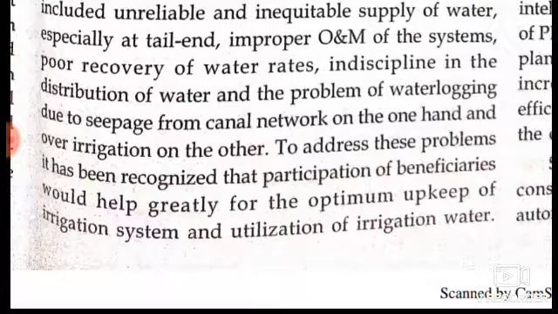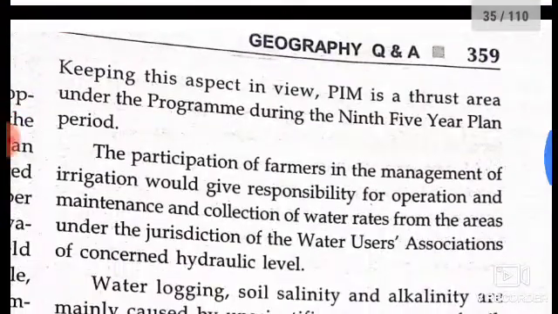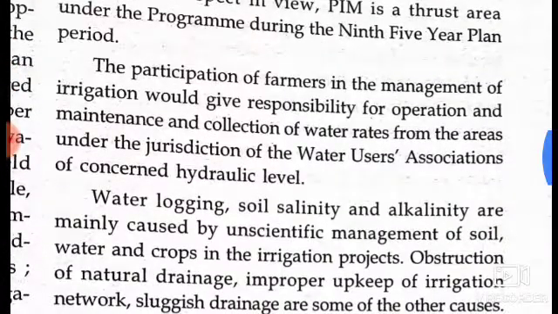To address these problems, it has been recognized that participation of beneficiaries would help greatly for the optimum upkeep of the irrigation system and utilization of irrigation water. Keeping this aspect in view, PIM is a thrust area under the program. During the 9th five-year plan period, the participation of farmers in the management of irrigation would give responsibility for operation and maintenance and collection of water rates from the areas under the jurisdiction of the water users' associations.